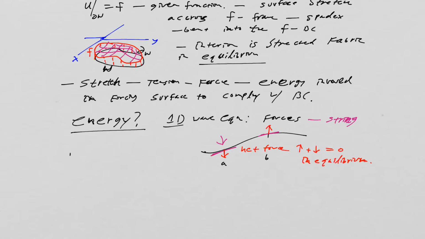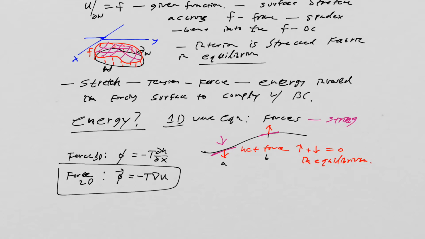And we know that the force is going to be, we usually call it phi, which is going to be negative T partial derivative of u with respect to x. Okay, so it's another negative gradient law, right? Likewise, the force in 2D, so this is the 1D force, is going to be a vector field now, and it will be negative T times the gradient field of the surface. So this is what we're going to use here to talk about forces.